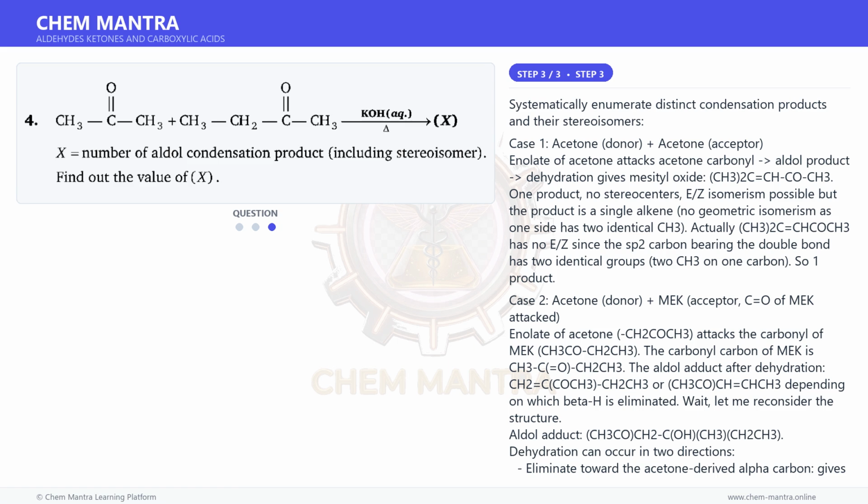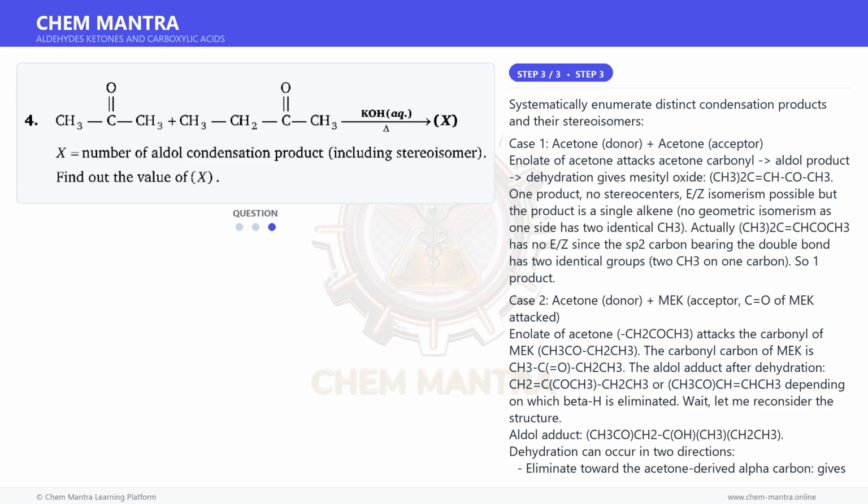The alpha carbon is the CH2 next to the carbonyl, giving CH3COCH–CH2CH3. This attacks acetone, giving CH3COCH(CH2CH3)C(OH)(CH3)2. Dehydration gives CH3COC(CH2CH3)=C(CH3)2. No E/Z, since there are two CH3 groups on one alkene carbon.